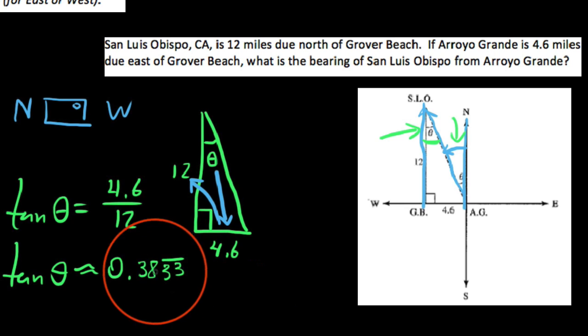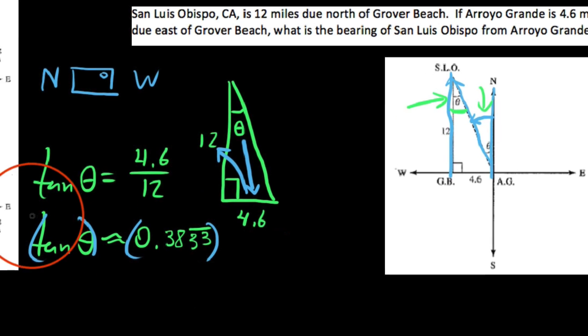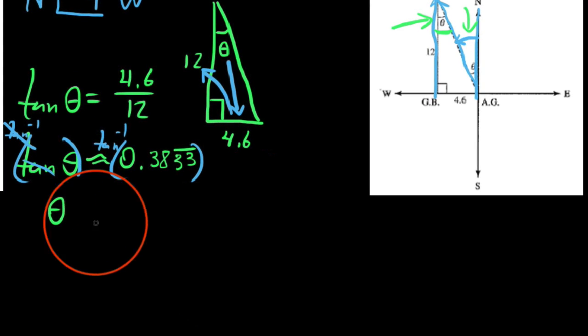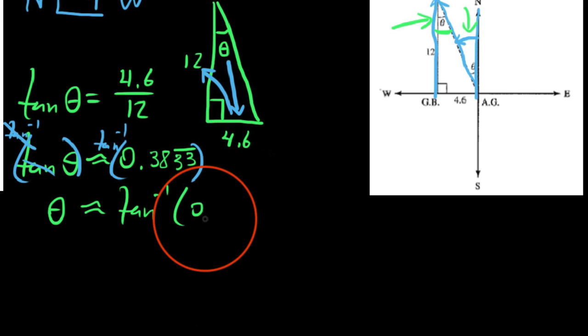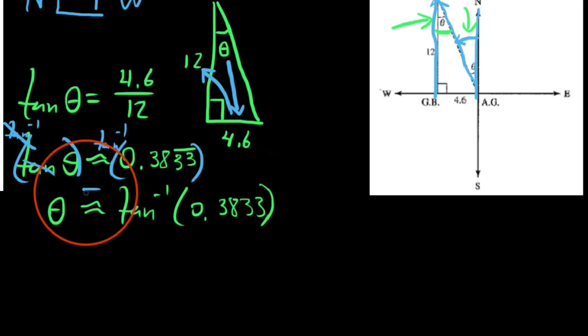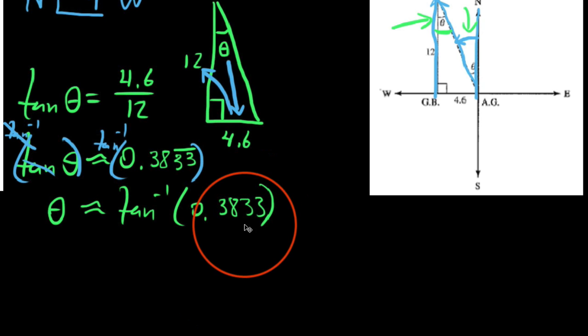So now we need to solve this equation. Our method for doing so, of course, is to take the tangent inverse of both sides. What undoes a tangent is tangent inverse, so tangent to the negative 1. We have to do this to both sides, of course, since it's an equation. This tangent inverse cancels out with our tangent, and we're left with just theta. And theta is approximately equal to tangent inverse of 0.3833. Or if we wanted an exactly equal answer, we could plug in all of those threes repeating. But in this case, we'll just go with a decimal.